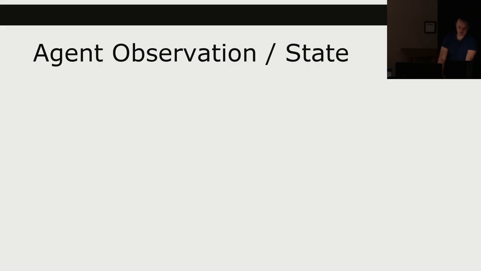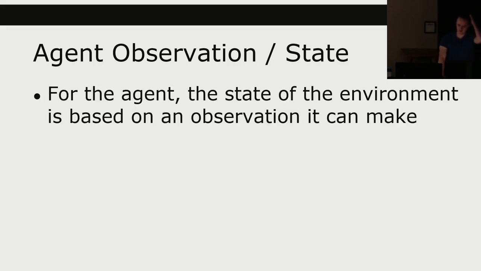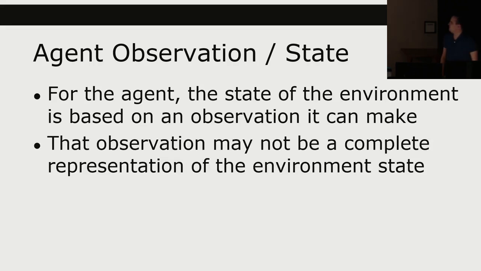So agent observations of the state. For the agent, the state of the environment is based on the observations you have allowed it to make. That observation may not be a complete representation of the environment's actual state, right? So there's the actual state of this room, and then there's what I can see of the room, right? I don't know if 3/4 of you have pants on, because I can't see below the seats, right? Maybe some of you have purple pants, maybe some have white pants, maybe some of you are wearing shorts, right? Hopefully you all have pants on, but I can't see that. So there's part of the environment I can't see, but it is still a part of the environment.